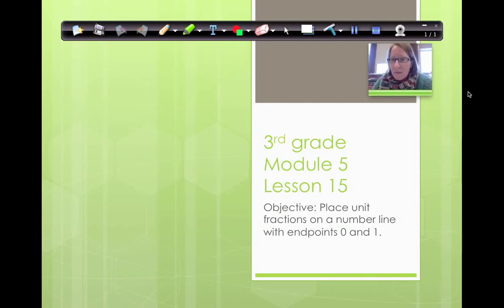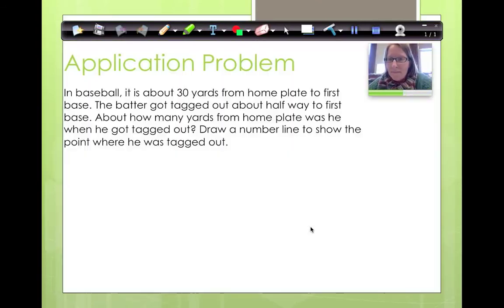Hello everybody, today we're going to do Module 5, Lesson 15. Our objective is just like yesterday's. We're going to place unit fractions on a number line with endpoints of 0 and 1. Because when you have a fraction, you're just cutting up the whole into pieces.